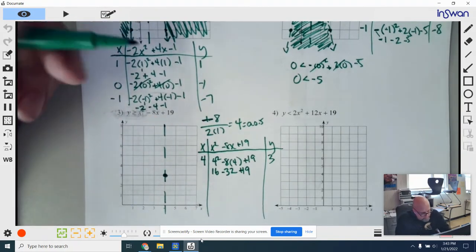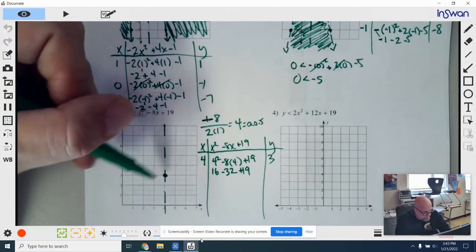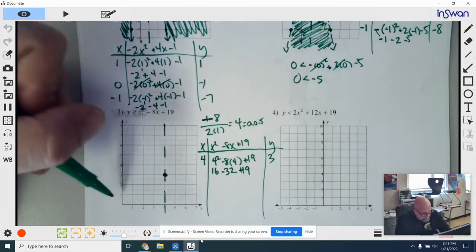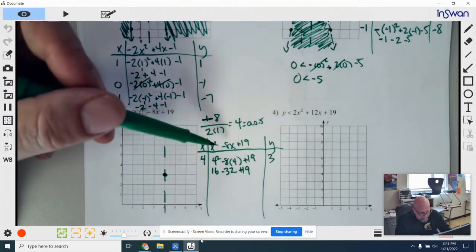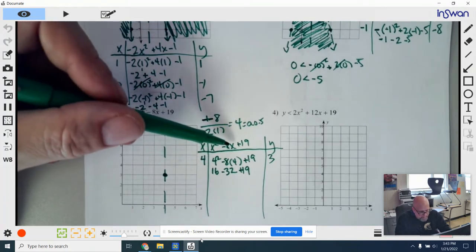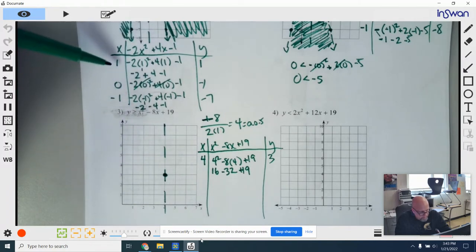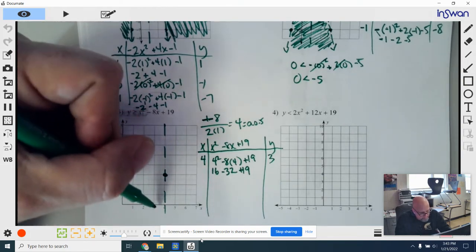Okay, pick another number to use. I'm not going to choose 0 this time because you see the 0 is pretty far away from the axis of symmetry. I know this is going to open upwards, and if I plug in 0, for example, that's going to zero out. You're left with 19. So if you pick 0, it's going to be somewhere all the way up here with 19, and it's just way off the graph. So you want to pick something that's closer to it. So I'm going to use 3.